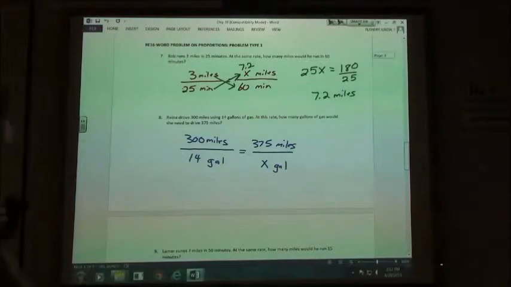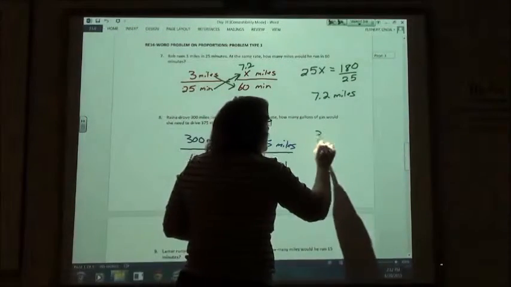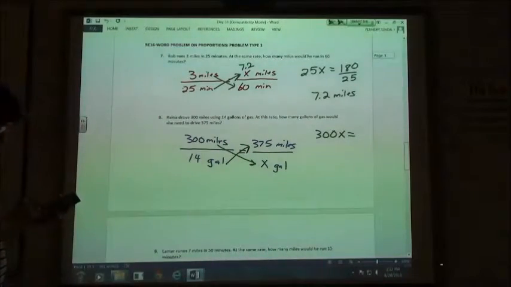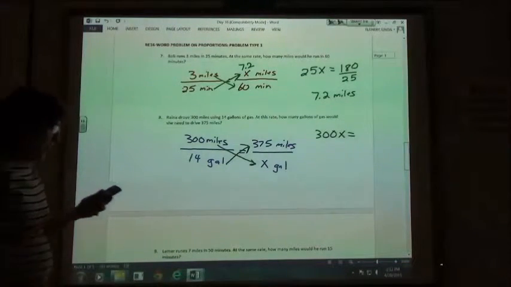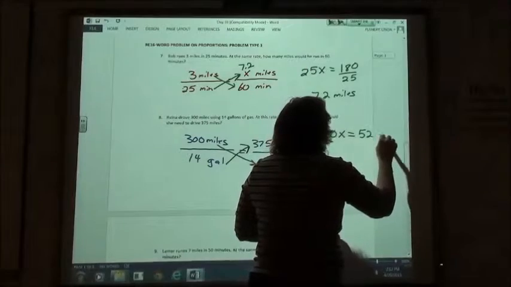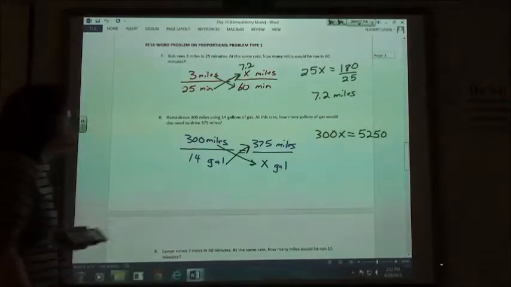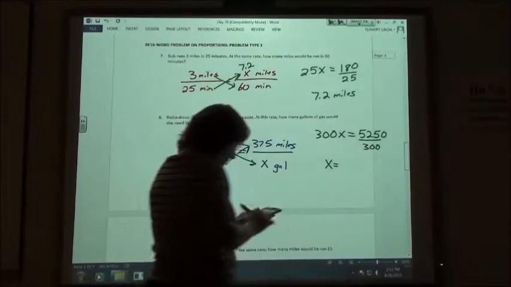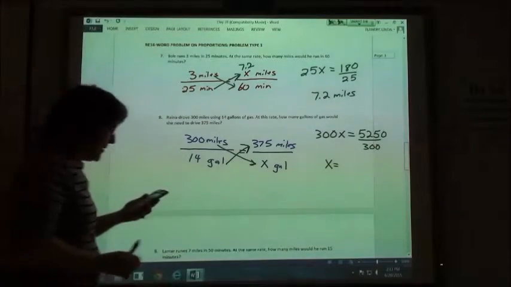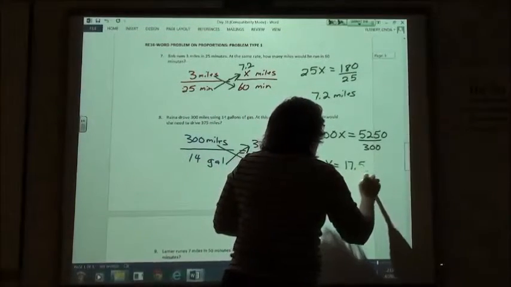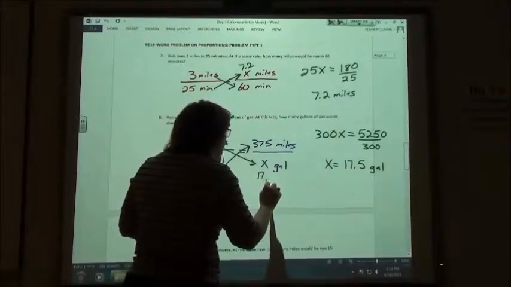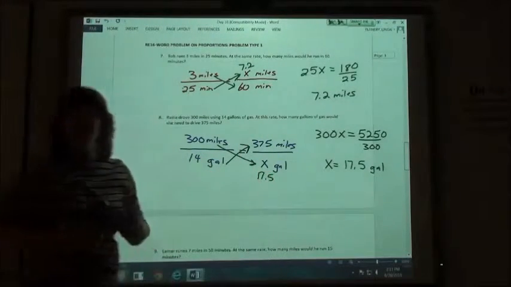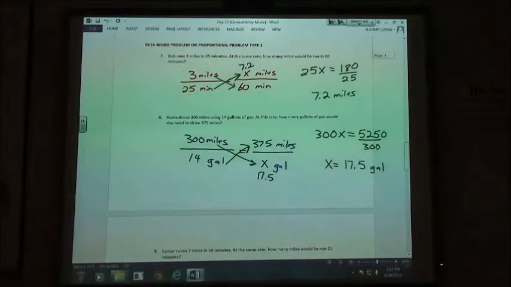Now I'm going to cross multiply. 300 times x, 300x, and 14 times 375, which is 5,250. In order to solve this for x, I'm going to divide by my 300. Divide by 300, I get 17.5 gallons. So I went more miles, it's going to take me more gallons of gas. Just to look to make sure, does that make sense? Yep, that looks good.